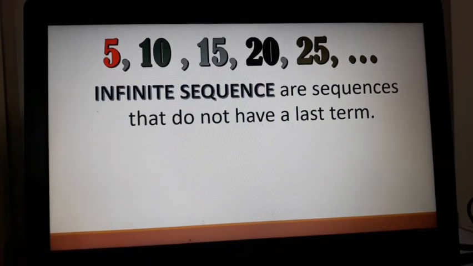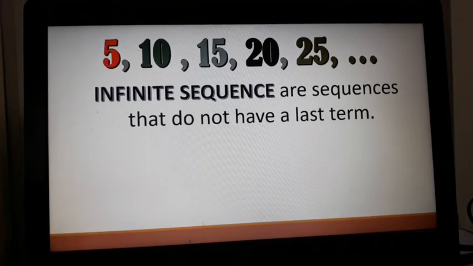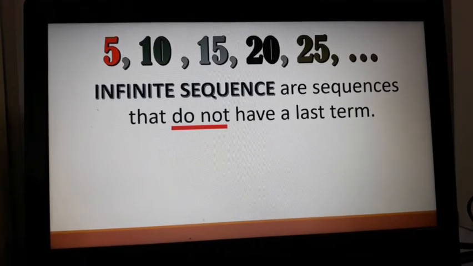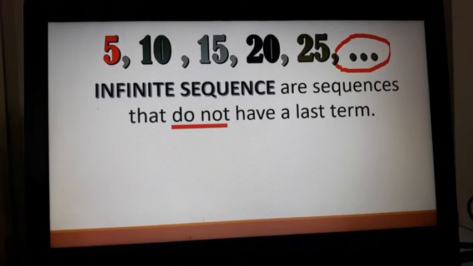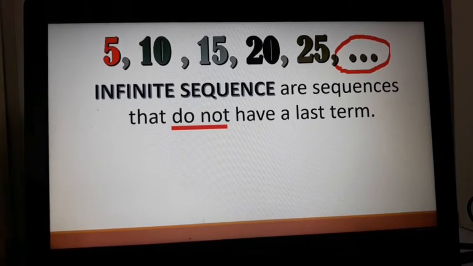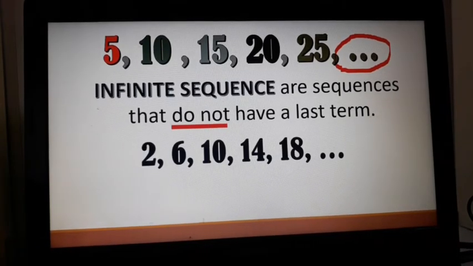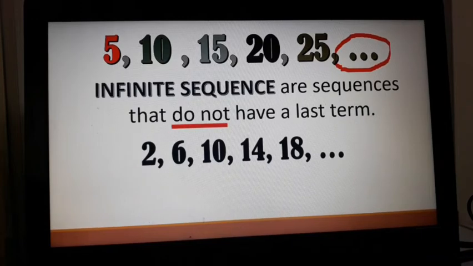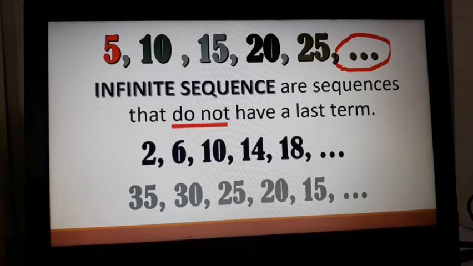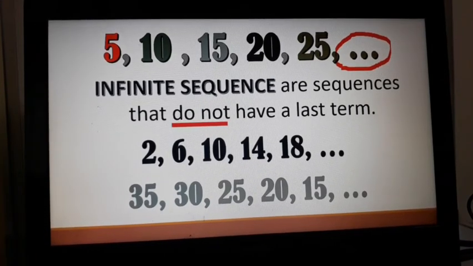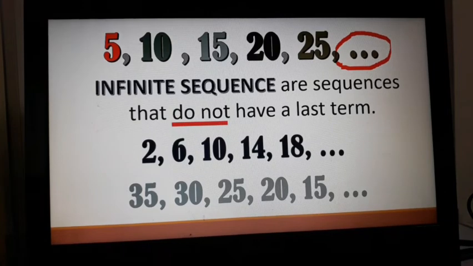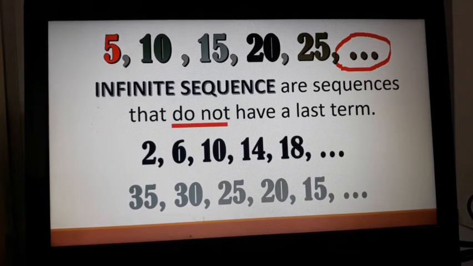The sequence above is an example of an infinite sequence. These are sequences that do not have a last term. Walang last term. And because of the symbol ellipses, then the sequence will go on. Okay, hindi natin alam kung ano yung last term dito. Example, 2, 6, 10, 14, 18, and so on. So, because of the symbol ellipses. 35, 30, 25, 20, 15. So, the number goes down. So, pwedeng umabot yan hanggang negative numbers pa. Okay, it's an infinite sequence.